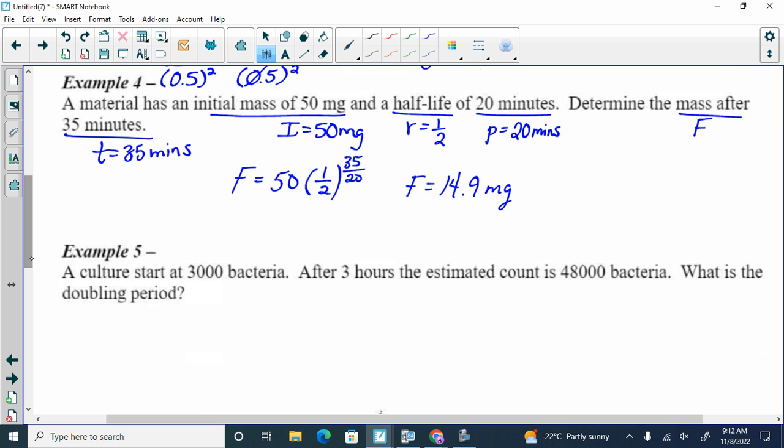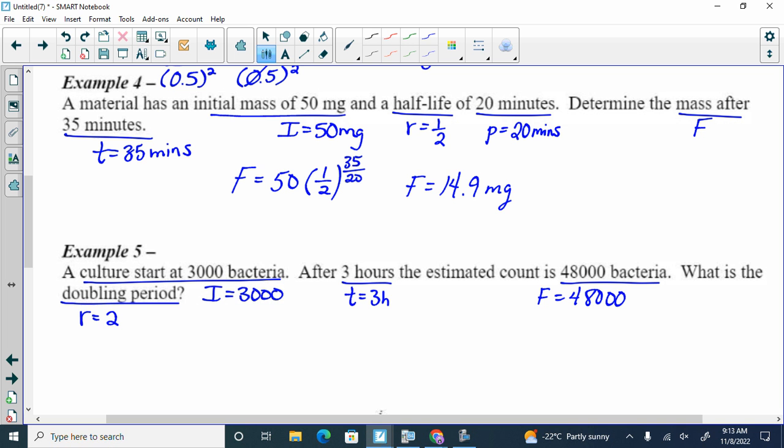All right. This one says a culture starts with 3,000 bacteria. Bacteria often grows, so it's probably a doubling or tripling. After 3 hours, it's estimated the count is 48,000 bacteria. So this is T. It's time to reach final. If you don't know if that is T, if the word half-life, doubling or tripling is in the question, that is what they're looking for. They're looking for P, right? So that's always my giveaway. It says, what is the doubling period? So I know R is 2, and we're looking for P.